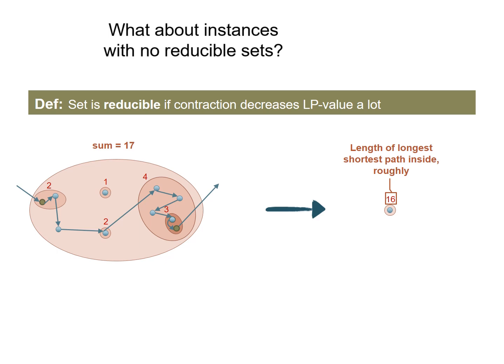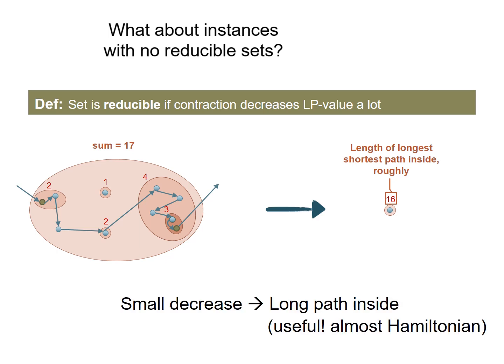That means if this actually is such a low increase, let's say from 17 to just 16, then it means that there is a long path inside. We can actually find it efficiently because it's the shortest path between some pair of vertices. But clearly that is useful for solving ATSP. You know, your graph is almost Hamiltonian, maybe, or at least each set that you have is such. So we will use this.